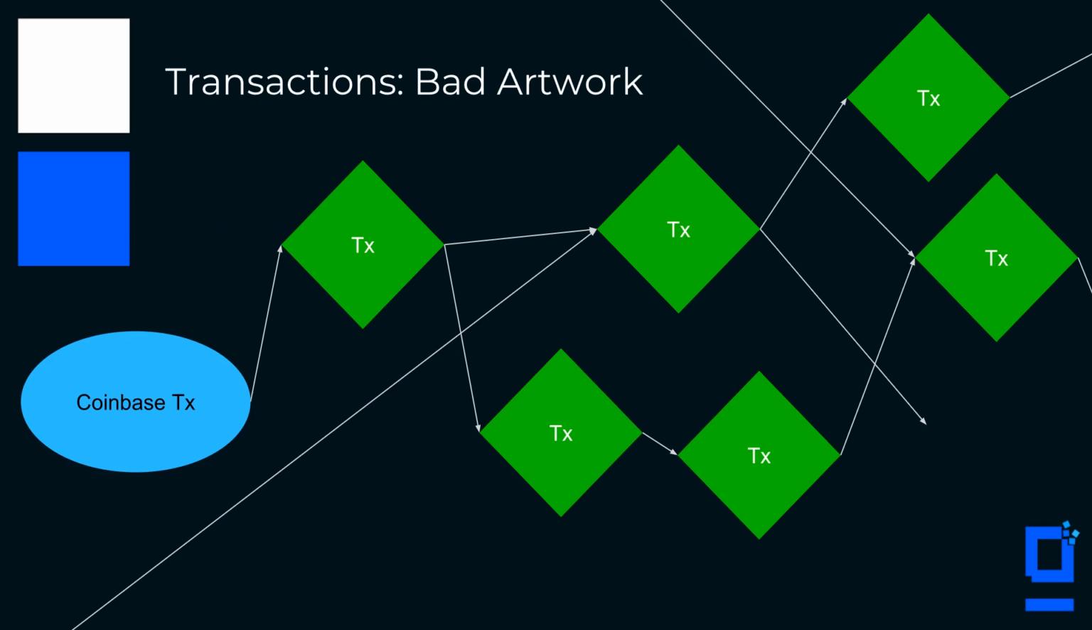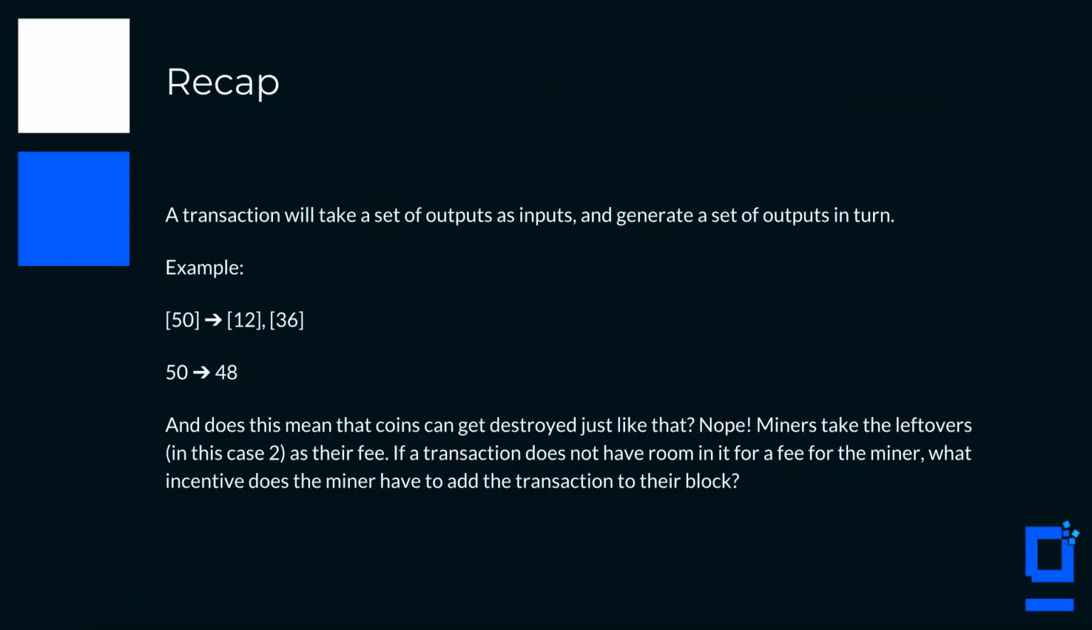So here is my terrible illustration to hopefully help you visualize a little bit of what's going on here. We have this blue ellipse oval thingy that represents a Coinbase transaction. The arrows represent inputs and outputs. So we have an input/output generated at the Coinbase transaction, then it goes to a transaction, and that generates two outputs, and one goes to one transaction, one goes to another, and you can see it continues on. It allows for a lot of complexity, but it's still a relatively simple system to understand.